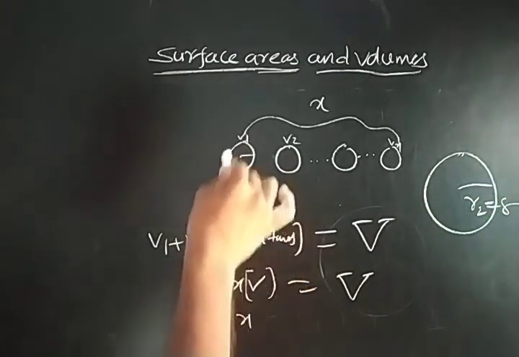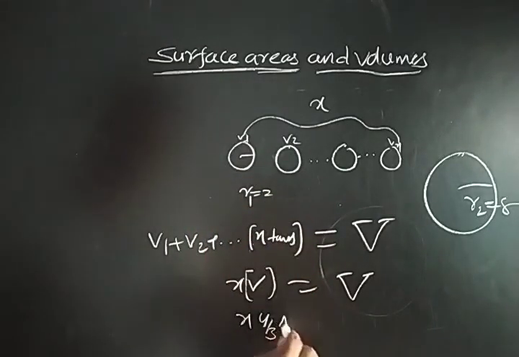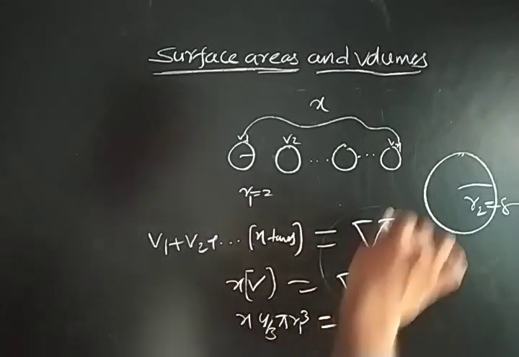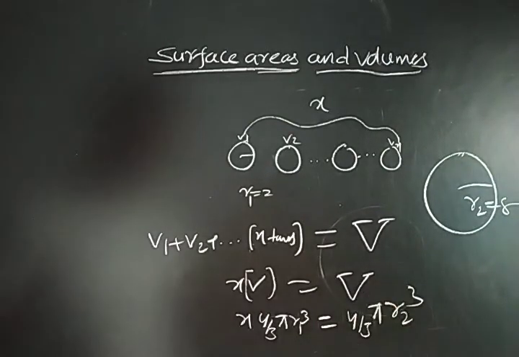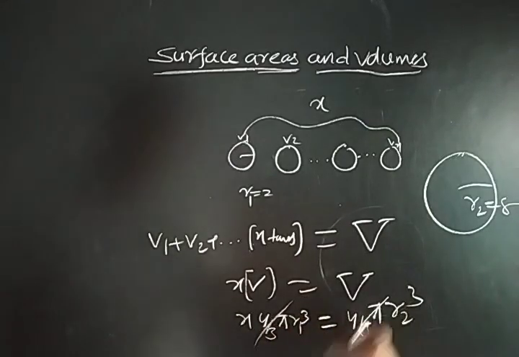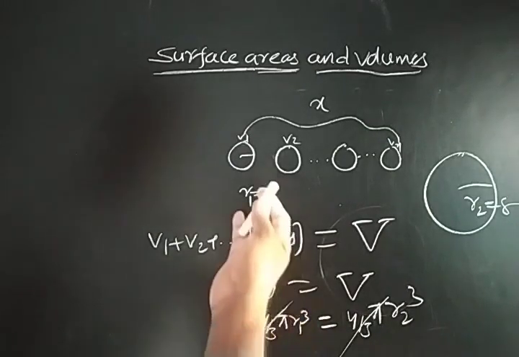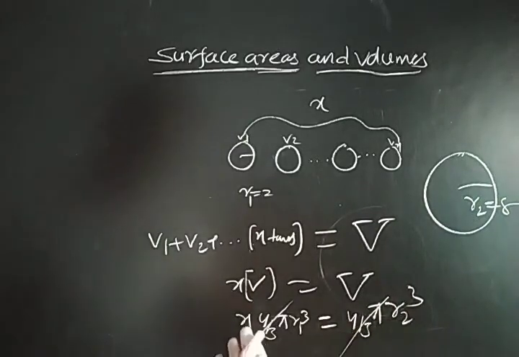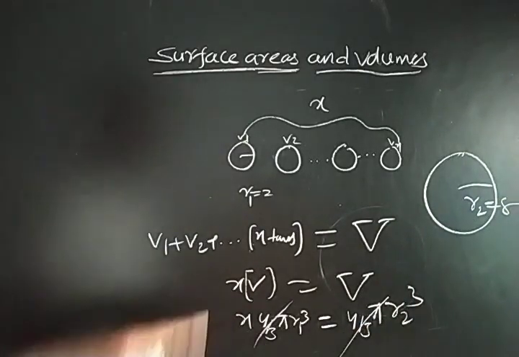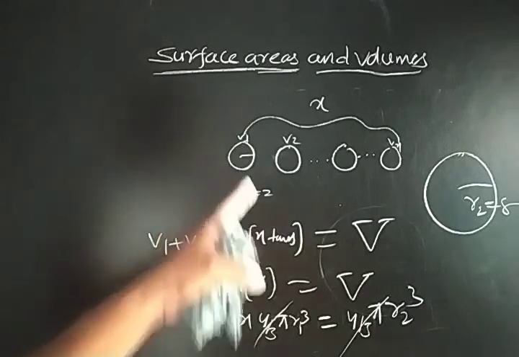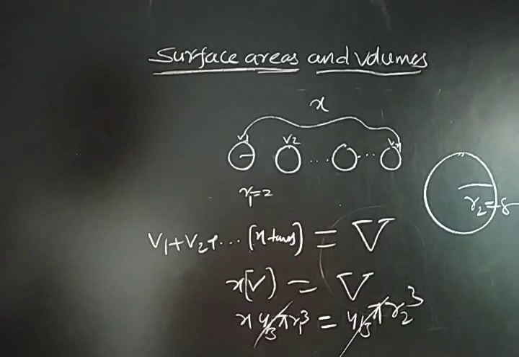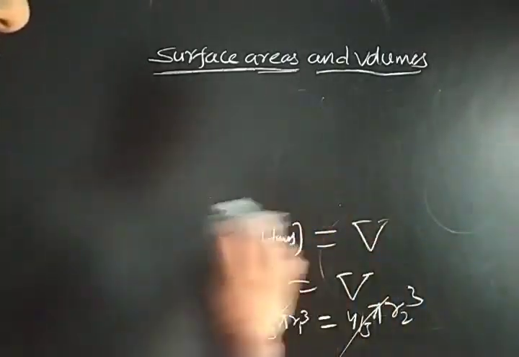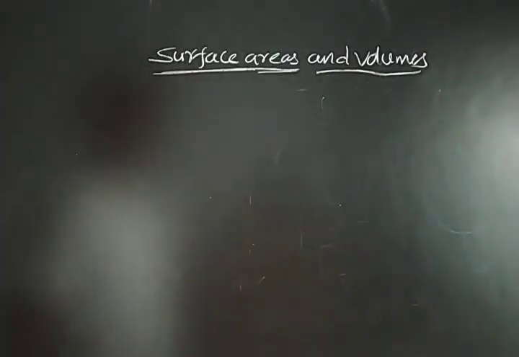So what is the smaller sphere volume? 4 by 3 pi r1 cube. Bigger sphere volume is 4 by 3 pi r2 cube. Here 4 pi by 3 cancels, and we know the r1 value and the r2 value. By substituting r1 and r2, you will automatically get the required number of spheres to make this solid sphere. So this type of problems are also there in the last exercise. In this way you can solve the problems and prepare well. Okay.